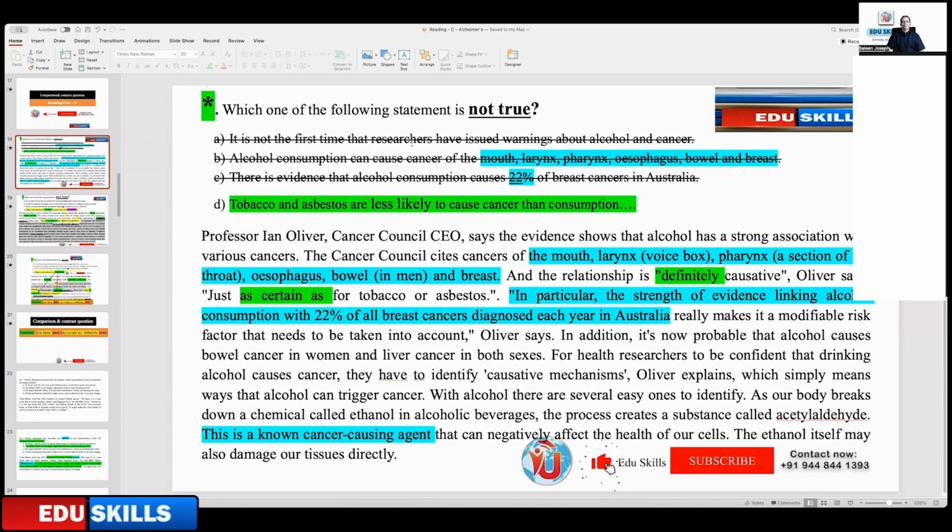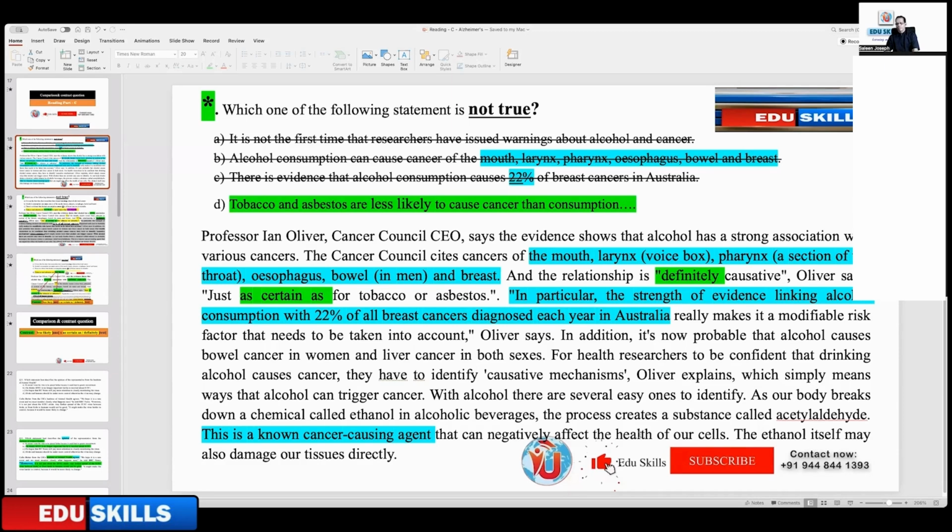It is not the first time that researchers have issued warnings about alcohol and cancer. Okay, this is a known cancer-causing agent. Known means already known, right? It's not the first time. It's already a known cancer agent. Even otherwise, you can get this from Professor Ivan Oliver, Cancer Council US says. Oliver says here. So many people are saying here, so it is not the first time that researchers have issued warnings about alcohol and cancer.